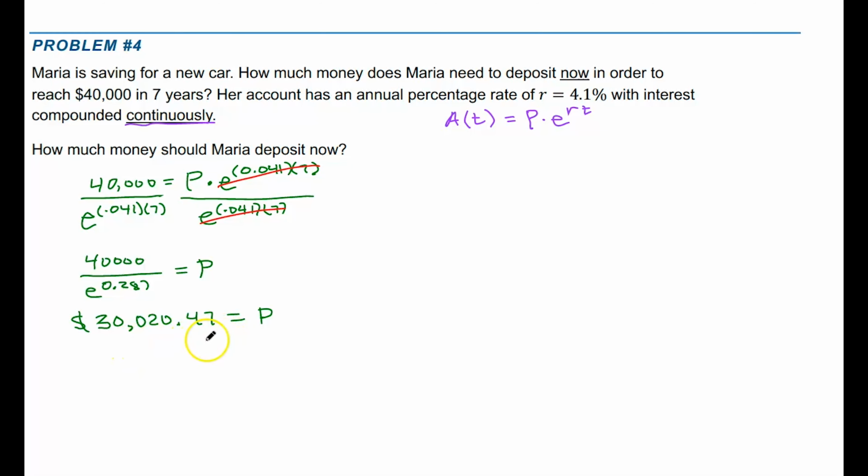Well, when I round to the nearest cent, I came up with $30,020.47. So that's the amount of principal, or how much I would have to deposit now in order to reach $40,000 in 7 years. That's a lot of money to come up with now. So maybe you might rethink what you want to do there.